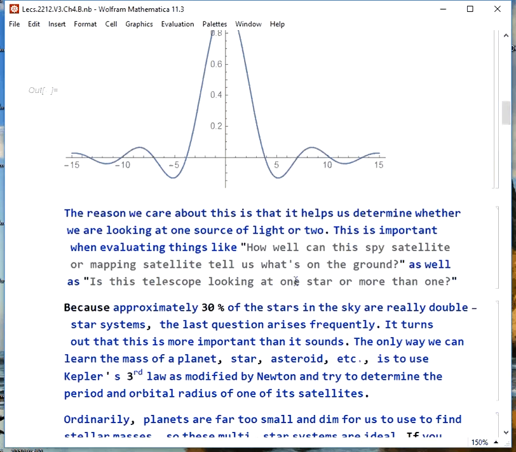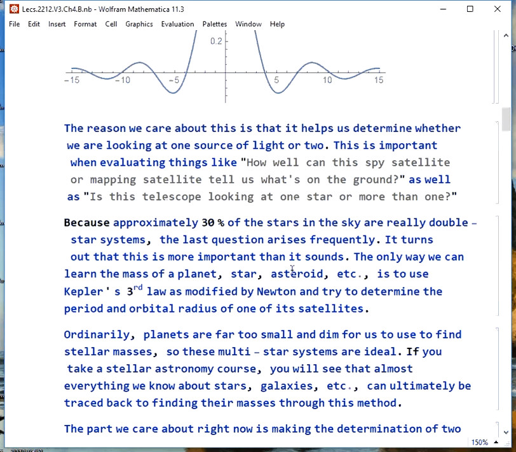The reason this is important is this tells us whether we're looking at one source of light or two. We need to know this for a few things. For example, if we have a spy satellite or even a mapping satellite, we need to know its resolving power. How well can it determine what we're looking at on the ground? In astronomy, we need to know, are we looking at one star or more than one star?